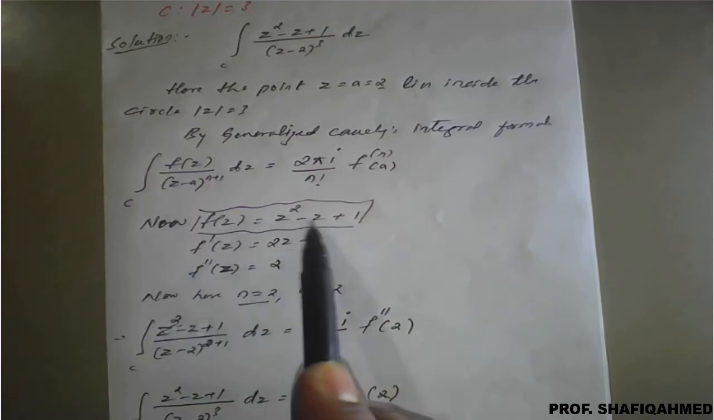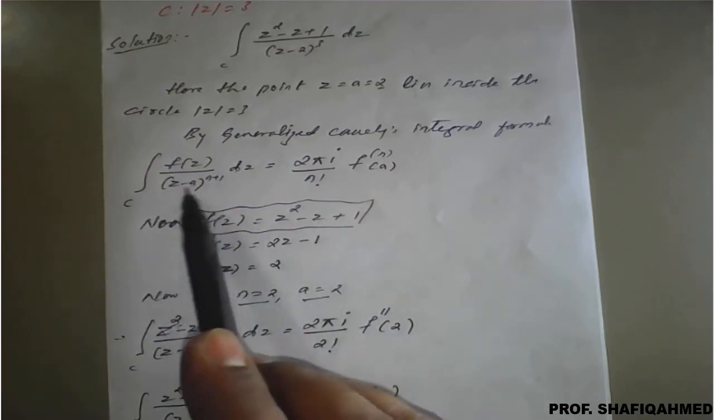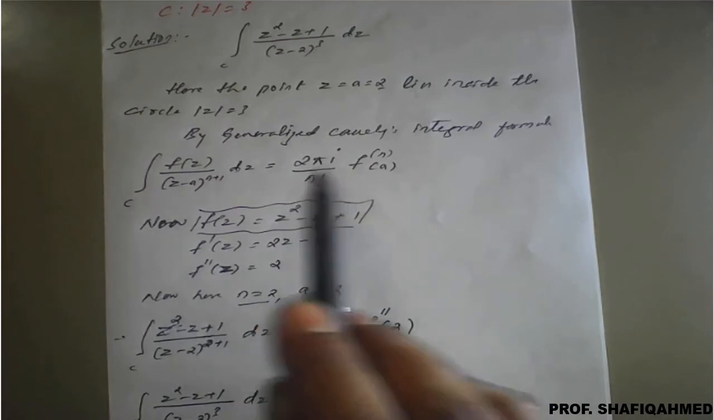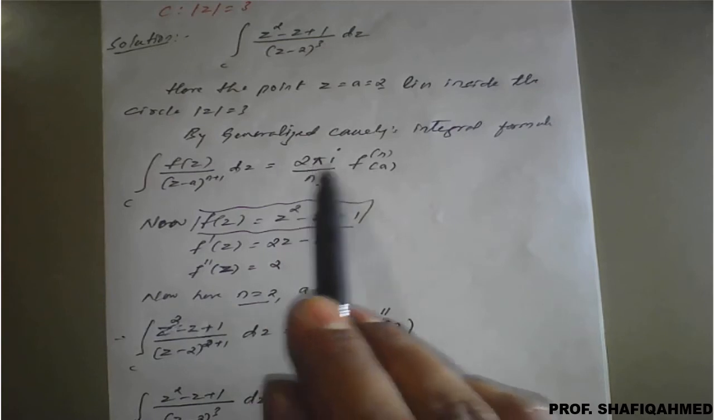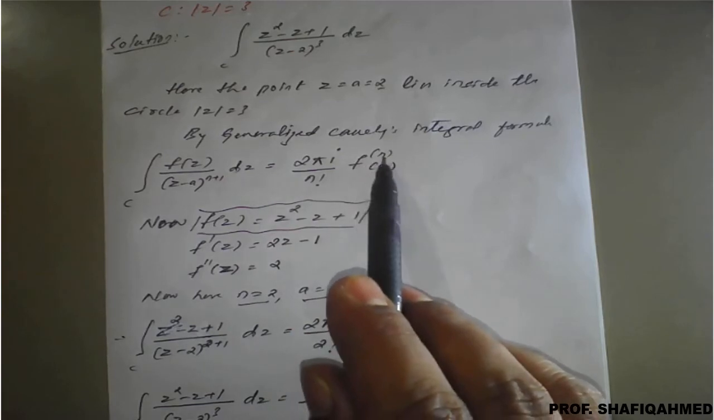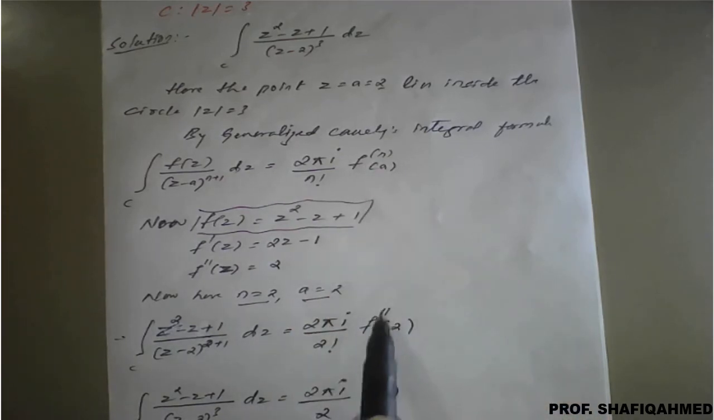So f of z value is z square minus z plus 1 divided by z minus a, where a is 2, raised to n plus 1, that is 2 plus 1. Once you get finalized, you should see that this and the question will be the same. So it is equal to, as per the right hand side of the generalized Cauchy's integral formula, 2 pi I upon 2 factorial, since n is 2 here. We put dashes because differentiation stands for this. If n is 3, we'll put 3 dashes. If n is 4, 4 times differentiation. If n is 1, 1 time differentiation, 1 dash we'll put.